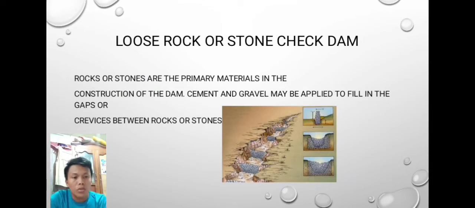Rocks or stones are the primary materials in the construction of the dam. Cement and gravel may be applied to fill in the gaps or crevices between rocks or stones. Its purpose is to stabilize the incipient and small gullies and the branch gullies of a continuous gully or gully network. So, what is a gully? A gully is a land form formed by running water.